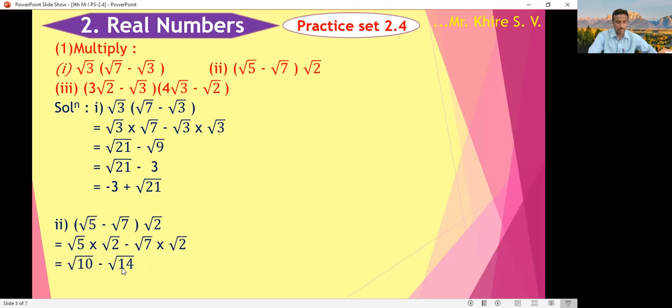10 and 14, both are not perfect squares. Therefore, we can't find the square root of these. Therefore, under root 10 minus under root 14 is the answer for the second example.